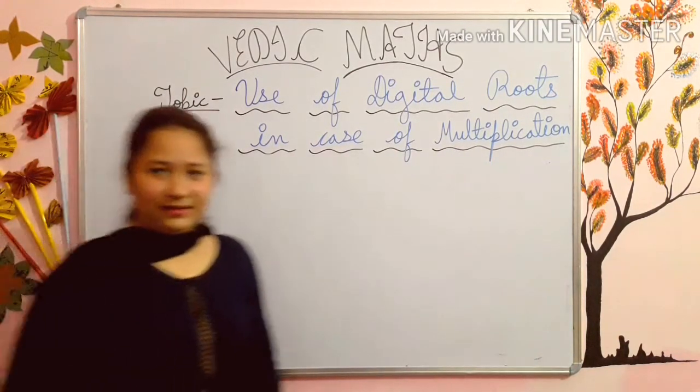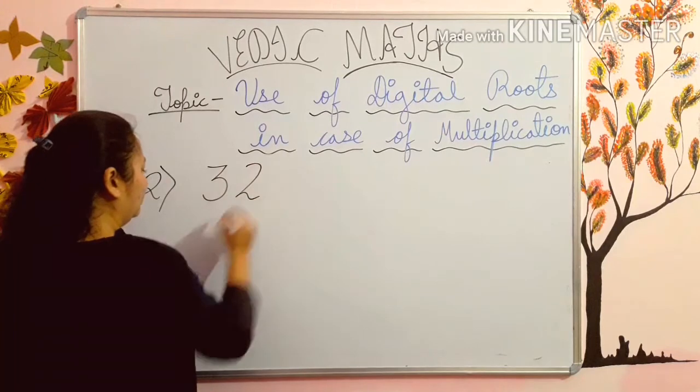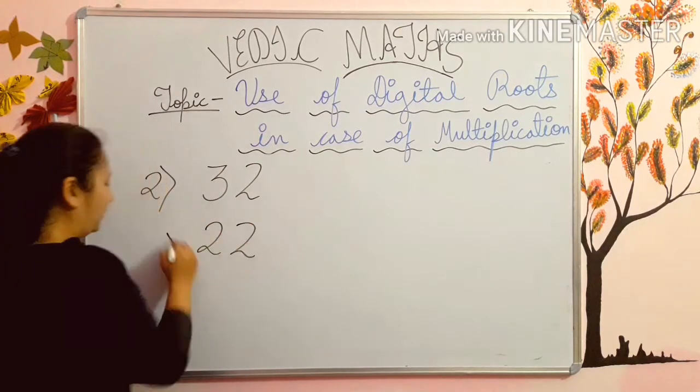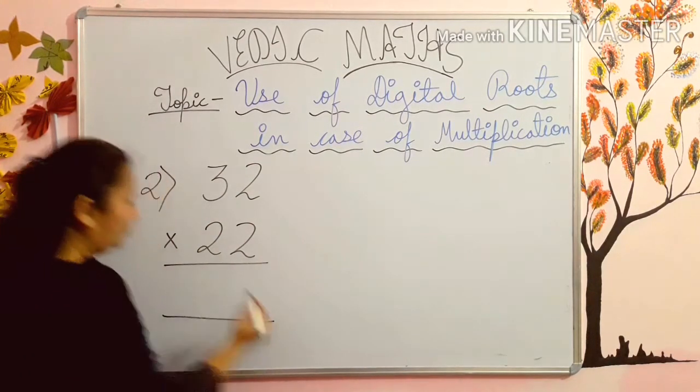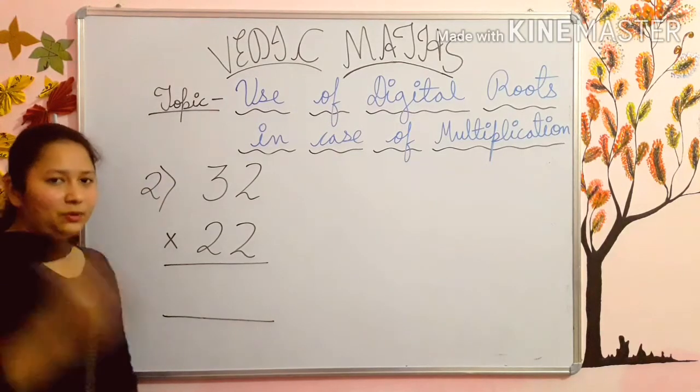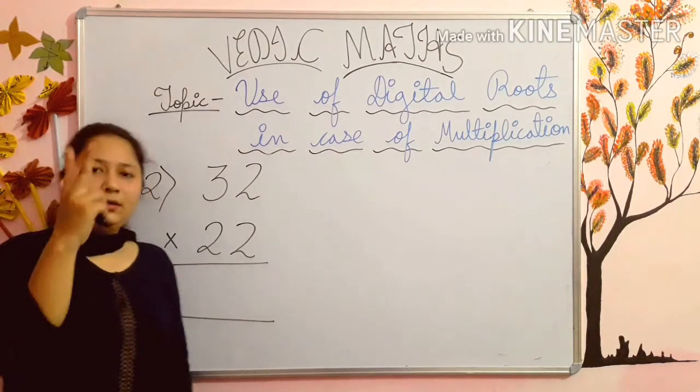Now your second one. 32 and 22. Now for multiplication, again I am using the IXI method.